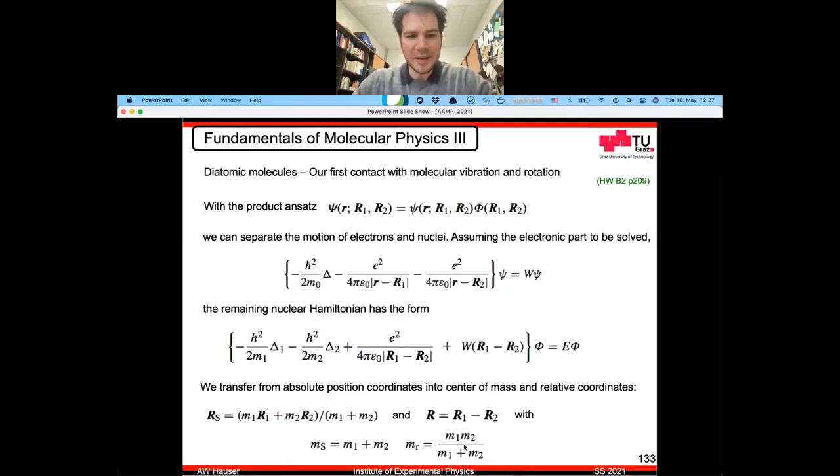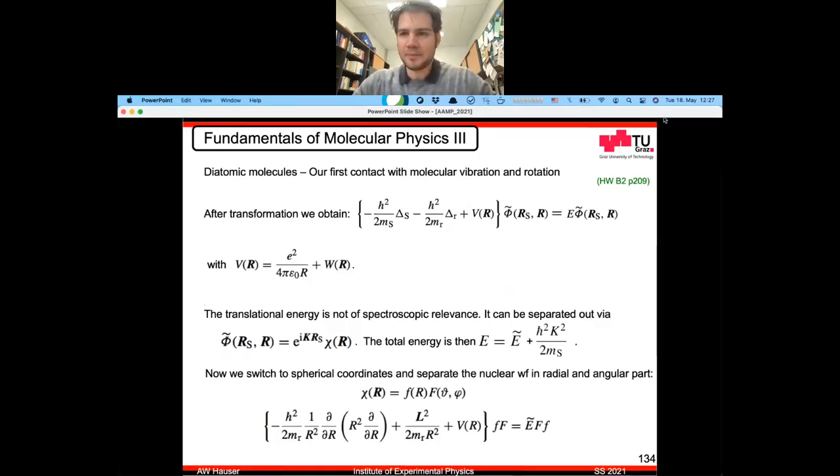dependence into Rs and R dependence, and obtain an equation that looks like the one here in the first line, where we have also combined our electronic contribution to the potential energy with the Coulomb interaction between the two nuclei. And we write this as a potential V of R, with R denoting the relative distance between the two nuclei. So this is the internuclear distance, right, that we introduced here. And now, after this transformation, we see the following.